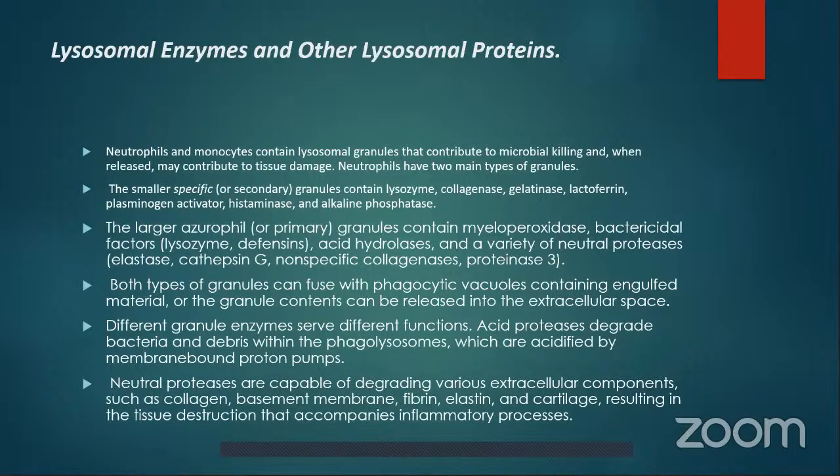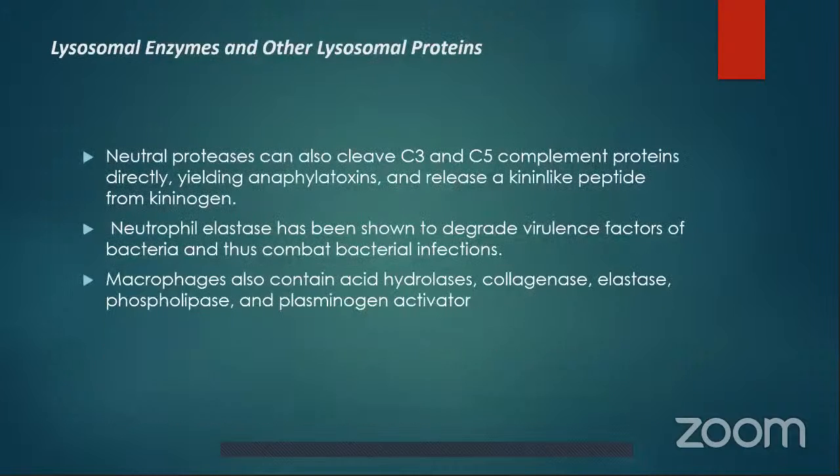For example, the acid proteases will degrade the bacteria and the debris within the phagolysosome, which is acidified by the membrane-bound proton pumps. Then you have the neutral proteases, which are capable of degrading various extracellular components, such as collagen, basement membrane, fibrin, elastin, and cartilage, which will result in tissue destruction, which also accompanies the inflammatory process. The neutral proteases can also cleave the C3 and C5 complement proteins directly, which will yield anaphylatoxins and will release a kinin-like peptide from the kininogen.